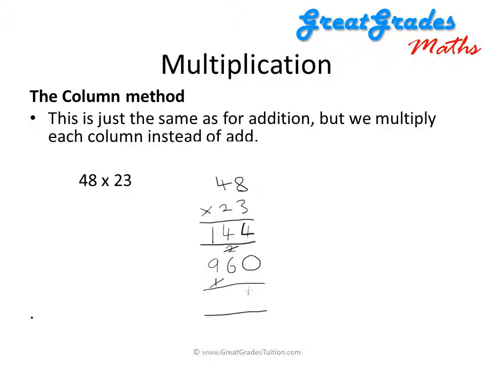So 4 plus 0, that gives us 4. 4 plus 6, well, that gives us 10. We only put the 0 in the first column, and then we carry the 1. 1 plus 9 gives us 10, plus 1 gives us 11. So 1104.